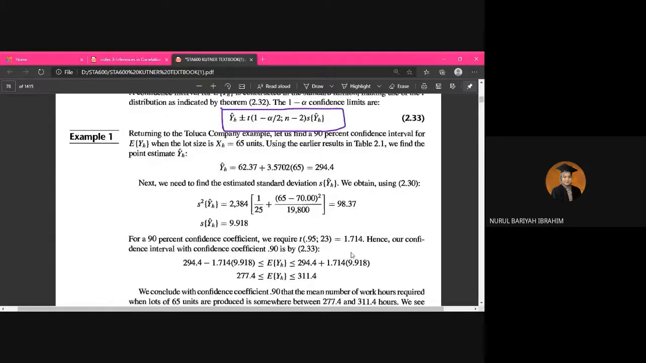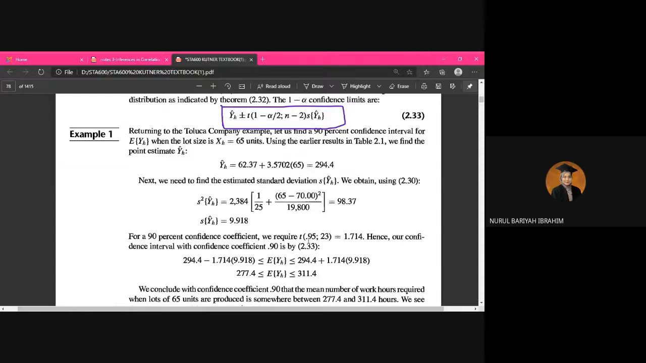Then apply the formula. Hence, we need to get the value of the critical value from the T table with the significant level adalah 90%.